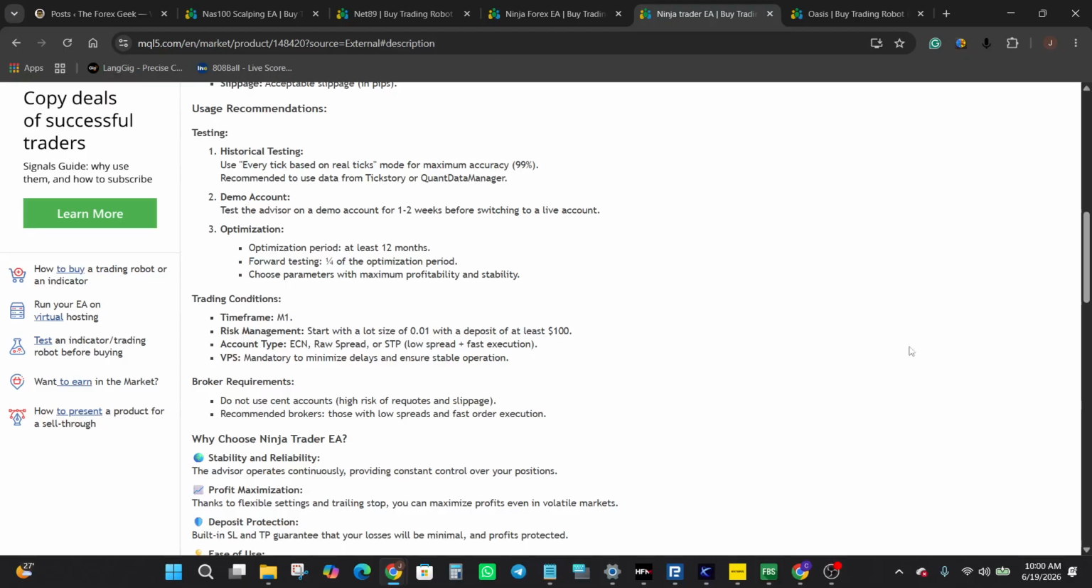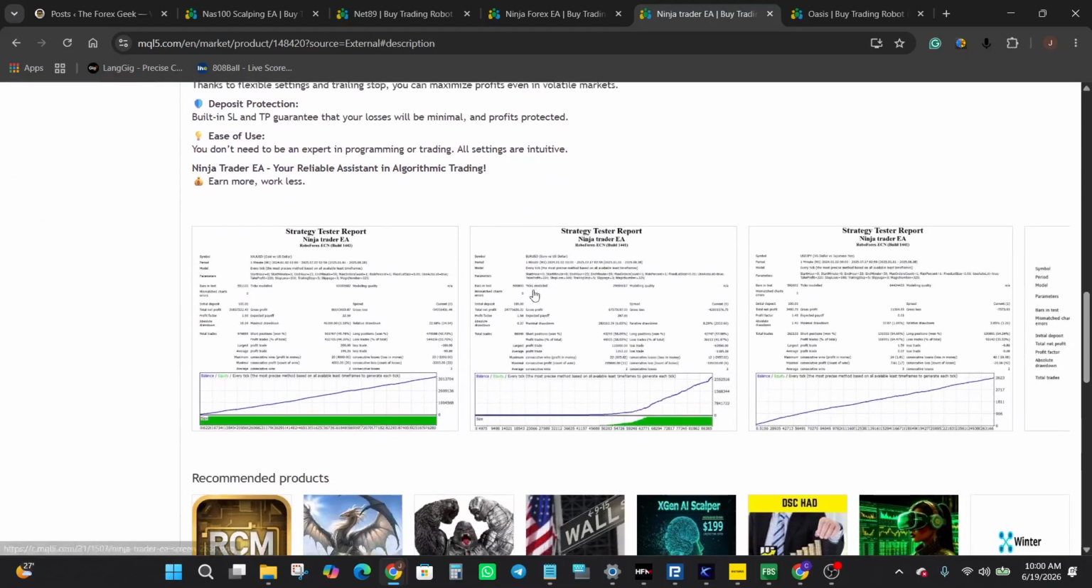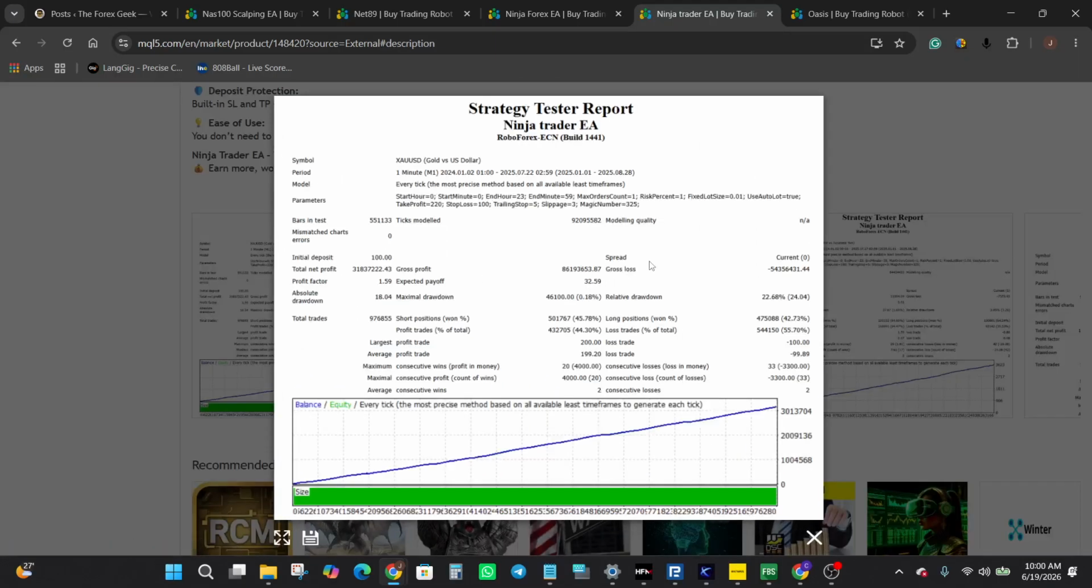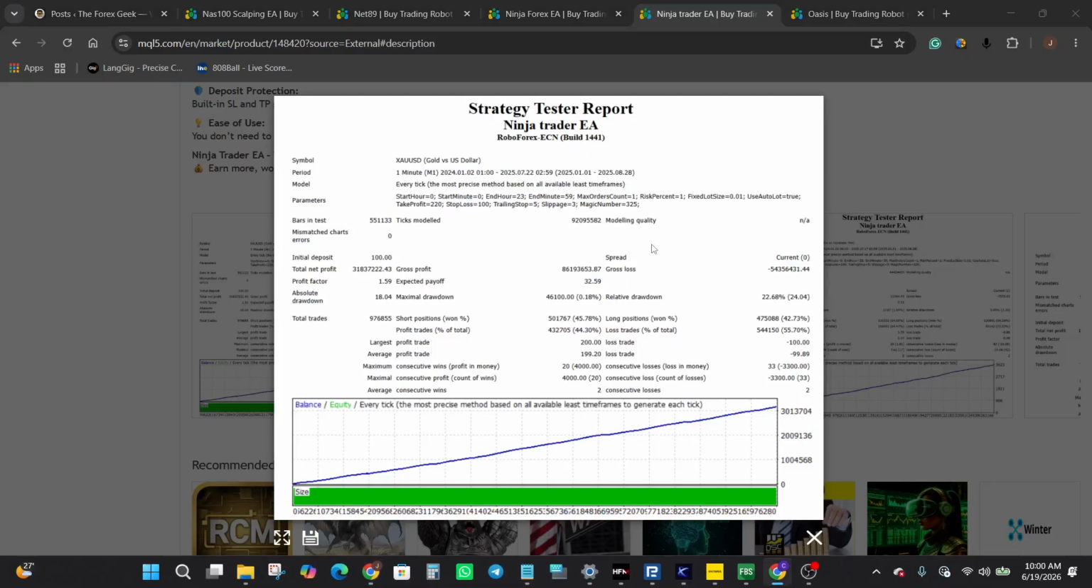Now, moving over to the historical backtest results, this is where we can evaluate the EA's historical testing performance. The developer recommends using the every tick based on real ticks testing model for maximum accuracy, and also suggests using high quality historical data sources during testing. When reviewing any automated trading system, I always prefer examining longer testing periods because they provide a broader perspective on how the strategy behaves under varying market conditions.